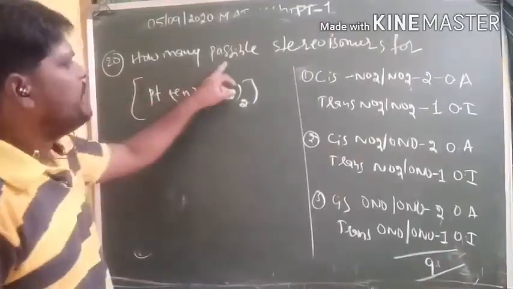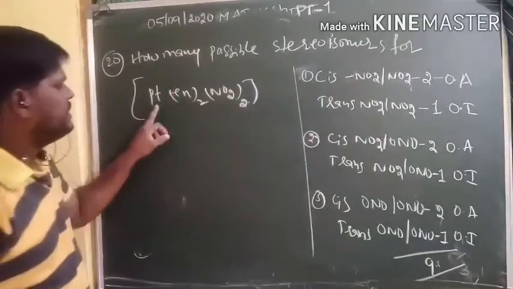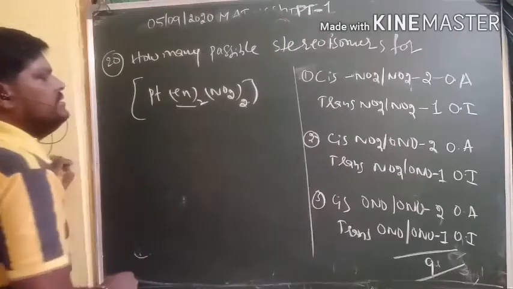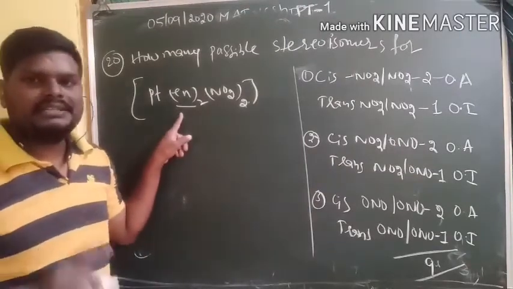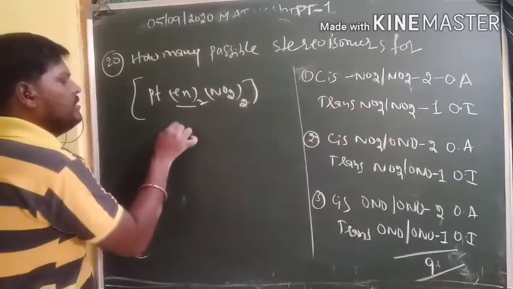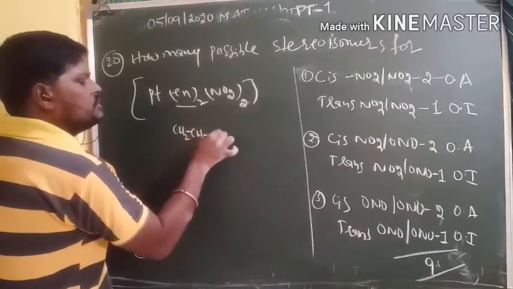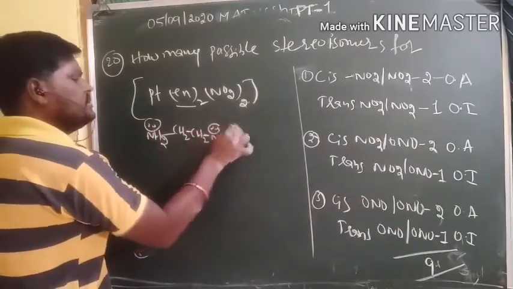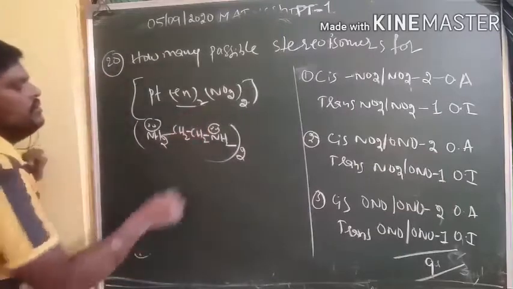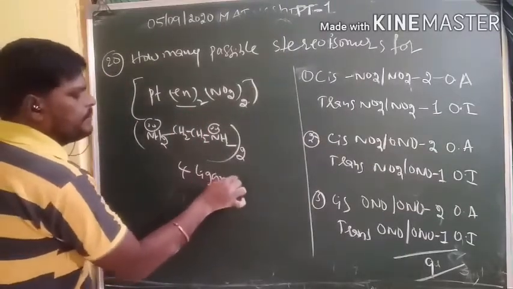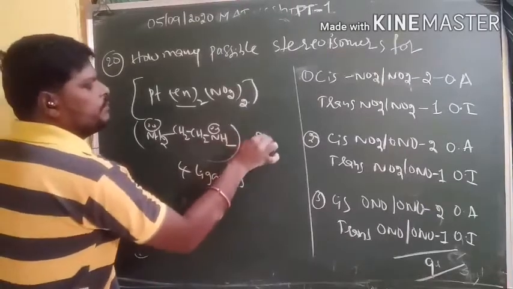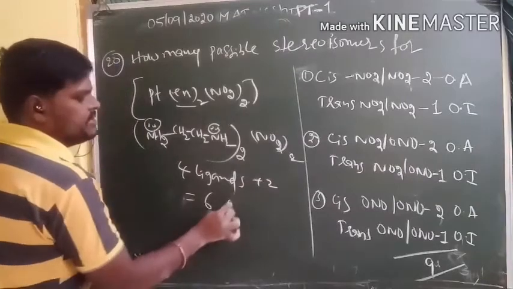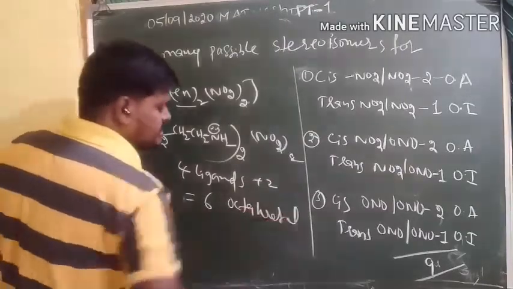Question: how many possible stereoisomers for platinum, with en taken twice and NO2 taken twice? Here en is a bidentate ligand, ethylene diamine, CH2 NH2. Each nitrogen has one lone pair, so taken twice, four ligands are there. NO2 taken twice, so plus two, total six. That means this is an octahedral complex.